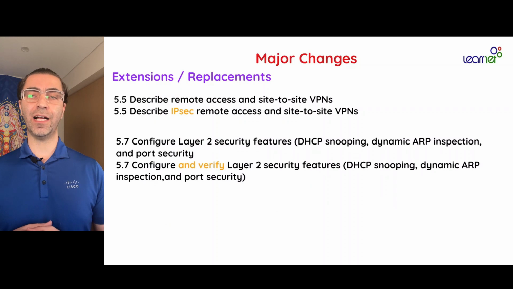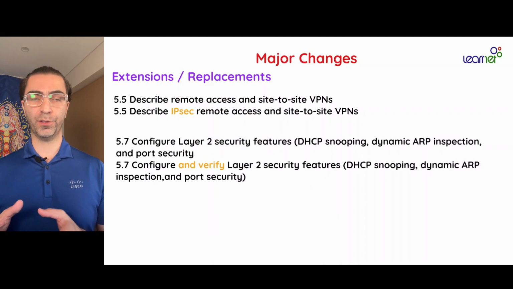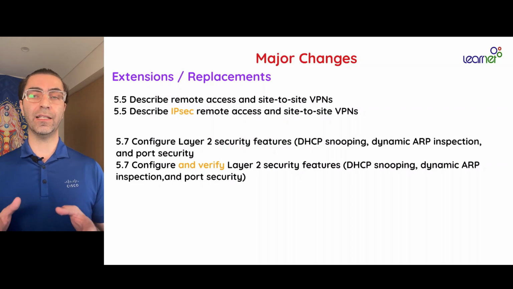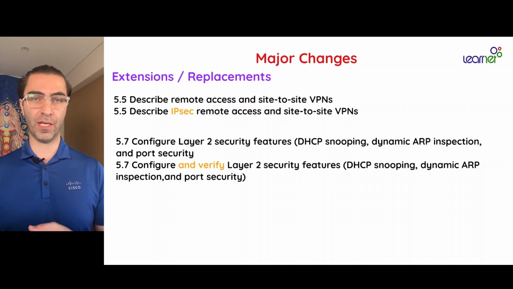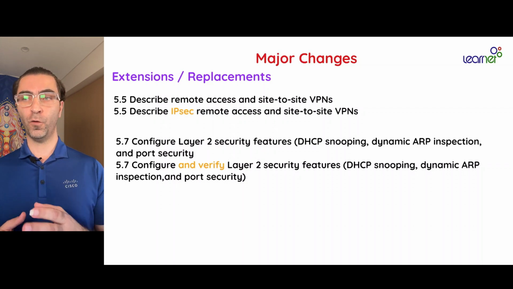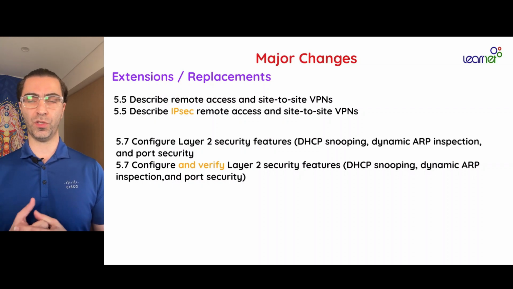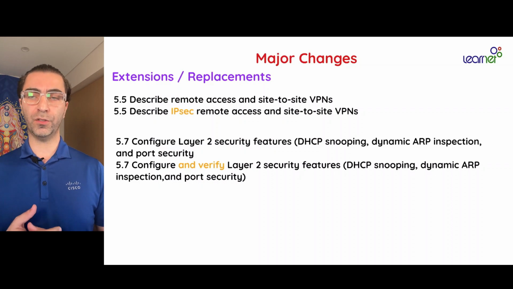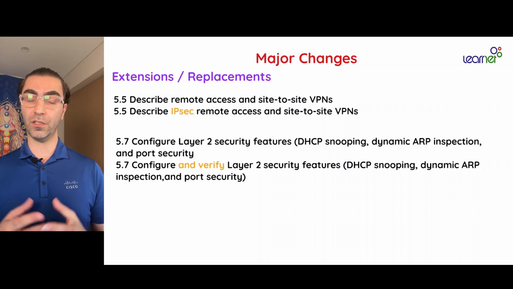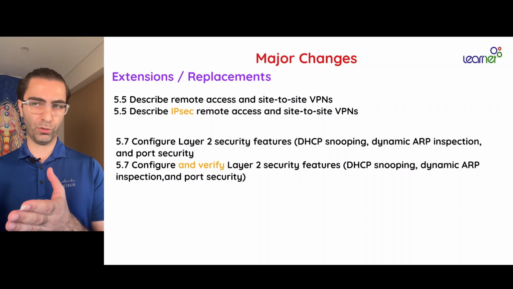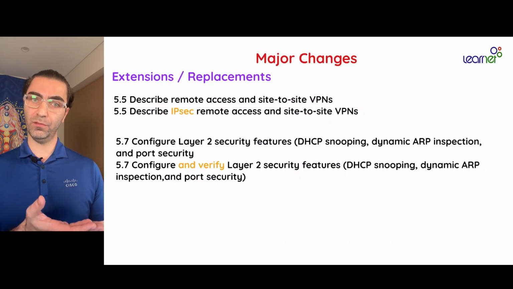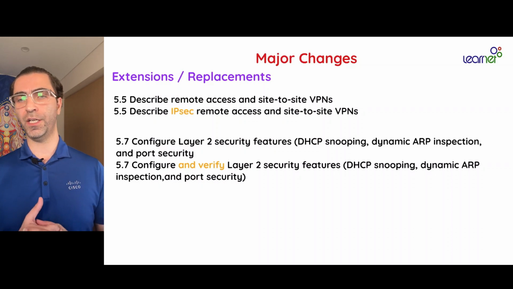5.7 has actually added verify. Previously, it was just configure, and now they add configure and verify. So you need to know about the verification commands, including show and debug commands for layer 2 security features like DHCP snooping, dynamic ARP inspection, and port security. Although I don't believe anyone just learns how to configure a technology and not troubleshoot it, they actually kind of made it clear. So this could be added to the clarification categorization as well, but I just mentioned it here.